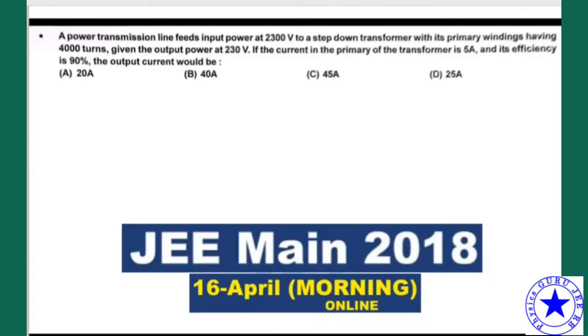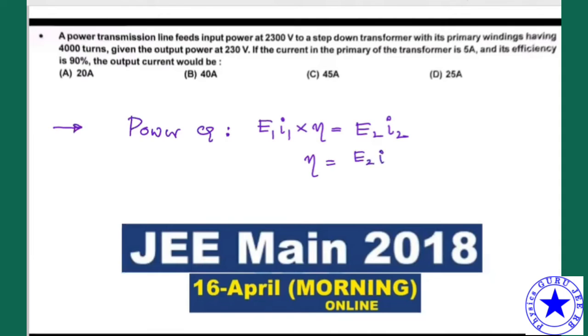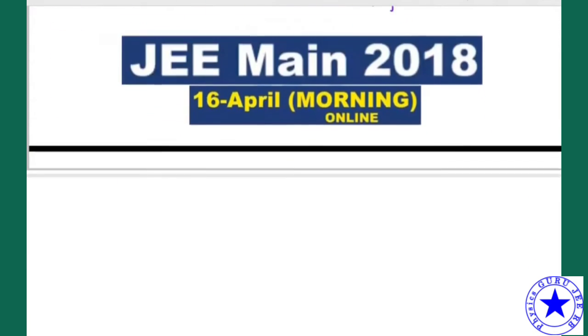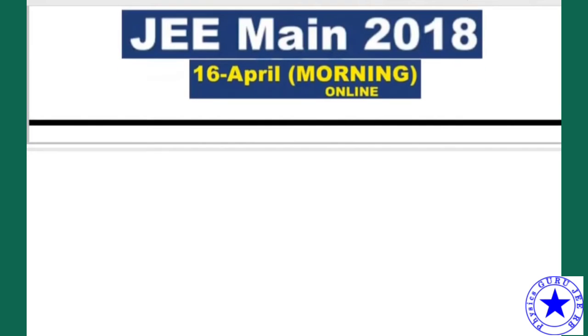Now let me take according to the given data. The power equation of the transformer: E1 I1 into efficiency is equal to E2 I2. Eta is nothing but efficiency. Efficiency can also be written as E2 I2 divided by E1 I1, that means output power divided by input power. According to the problem, what is E1?